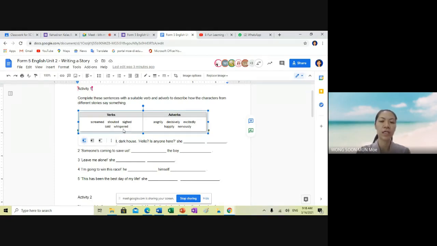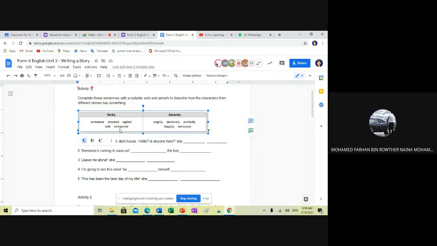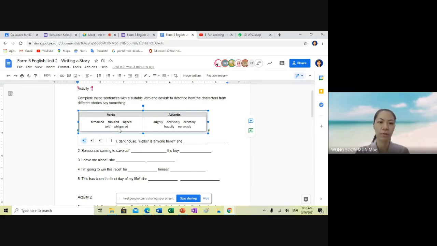What about whisper? Talking slowly. Talk in a slow, humming voice. Is it talk slowly or talk softly? Softly. Yes, you talk softly, right? Normally, like maybe you are talking to somebody and you don't want to let everyone know, so you whisper very softly. You talk very softly. So this is called whisper. Understand? All right, let's go through the adverbs also.